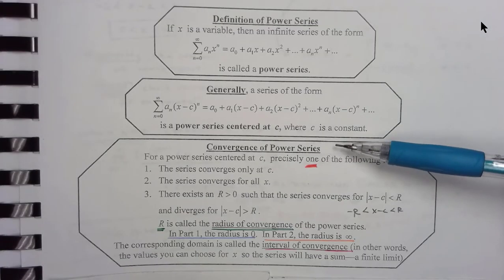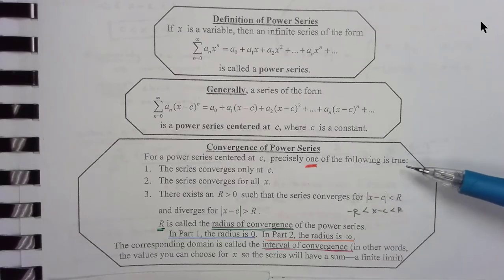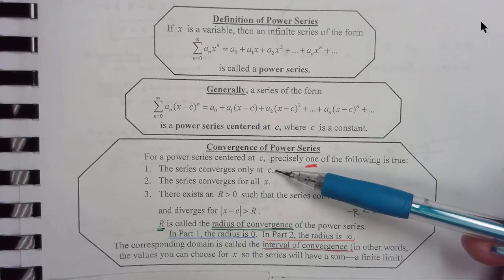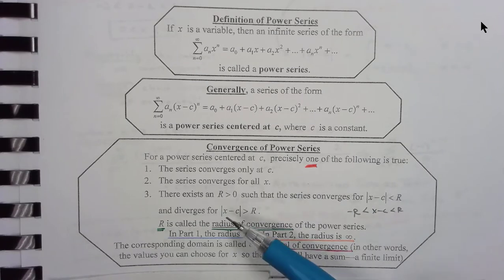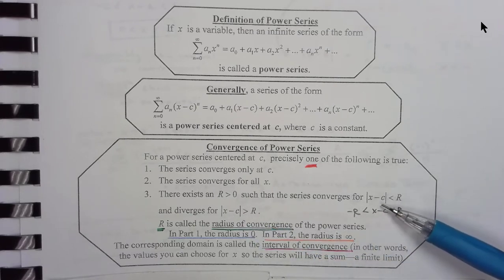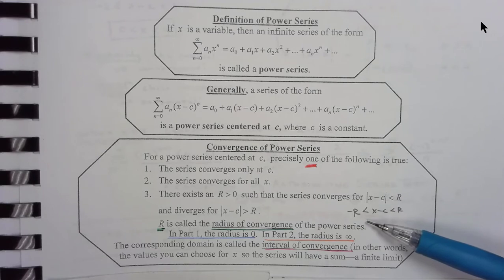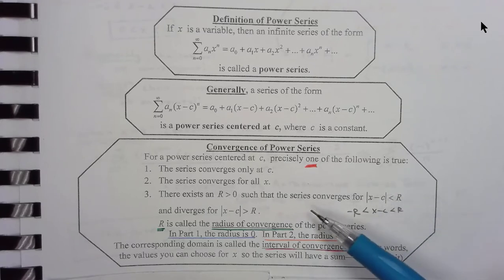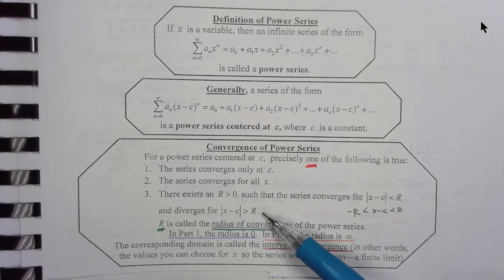All right, so when do power series converge? For a power series centered at c, precisely one of the following is true. It converges only at c, the series converges for all x, or there exists some r that's positive, a radius of convergence, such that the series converges for absolute value of x minus c less than r, and we know that means that x minus c is less than r and greater than negative r. So there is an r that's positive such that the series converges for this condition and diverges for this condition.